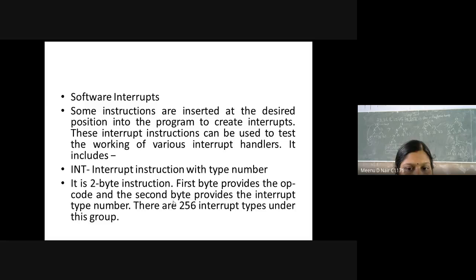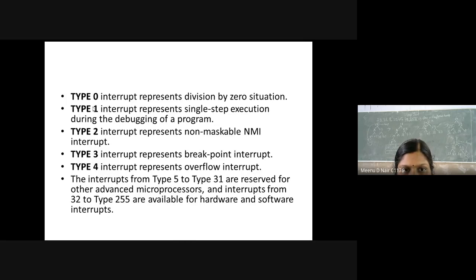So there are totally 256 vectored interrupts. Vectored interrupt means it has some location, some memory locations. So that way you can call it vectored. Vector is nothing but a direction. So it has some location. 256 interrupt types are under this group. So they are type 0, 1, 2, 3, 4. It is categorized from type 0 to 255.